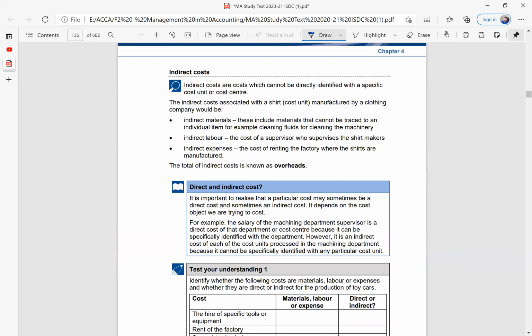Coming towards indirect cost, I want you to take a read. Yeah, understood. Okay.